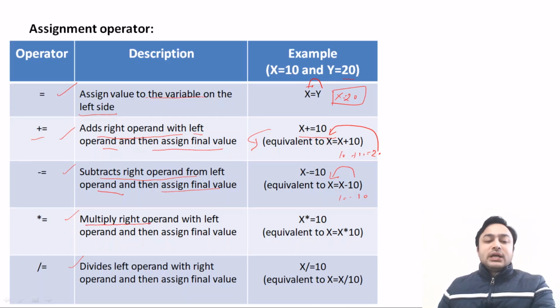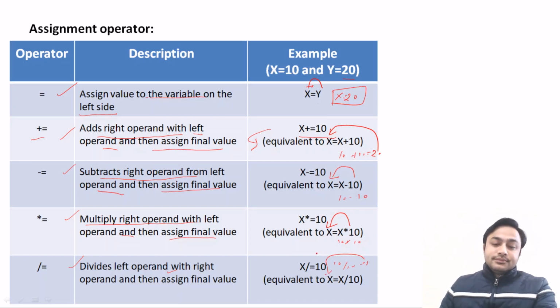Then in this case it will multiply right operand with the left operand and then assign the final value, that is 10 multiplied by 10 is 100, then this will be stored in this variable x. Similarly, in case of this, it will divide this number, 10 divided by 10, the value will be 1, and it will be stored in this variable x. So first this operation will be performed, then the value will be assigned. So it is right to left.